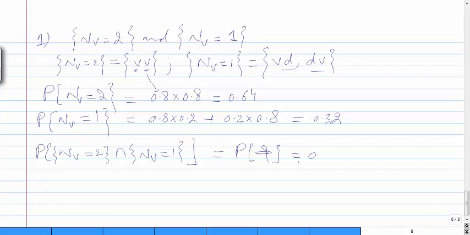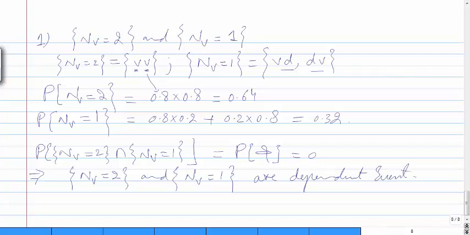So this implies that NV equal to 2 and NV equal to 1 are dependent events, because they don't hold the definition of independence. So the next question, better to move to the next page.